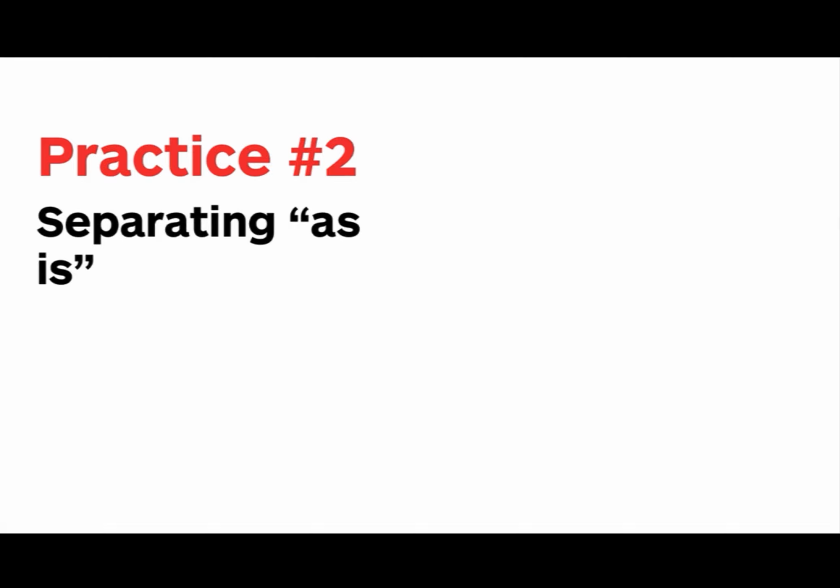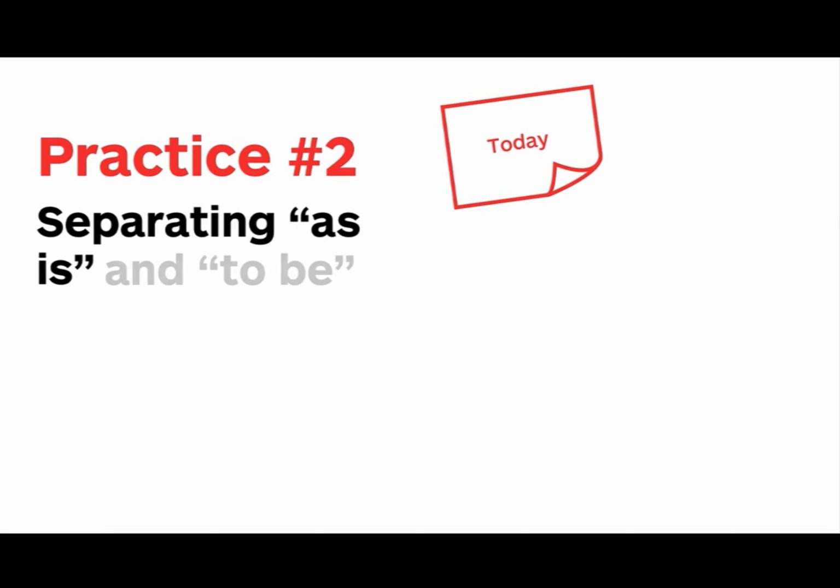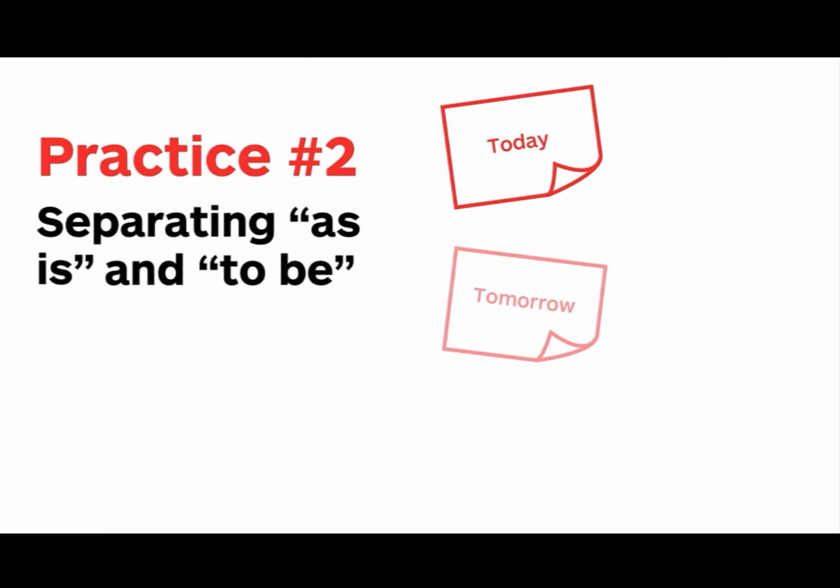Practice number 2. Separate your as-is business model, which is your business model today, as it is, as it stands, and the to-be business model, the business model that you want to design for tomorrow. That could be a new business model or improvements to your existing business model. But make sure you distinguish between both, could be with color coding, or even better, by using 2 different canvases.